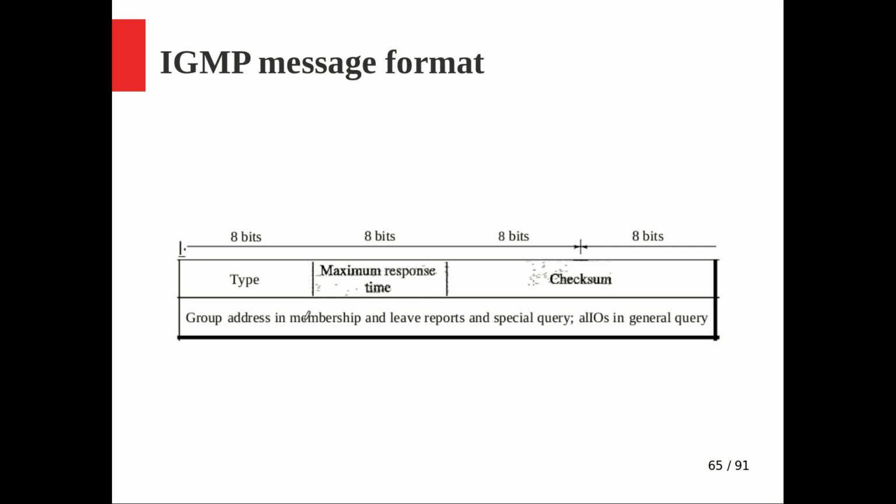If you look at the header format, there is the type information, an 8-bit field, a maximum response time, another 8-bit field, and a checksum field, a 16-bit field. And of course, a group address in the membership and leave reports and the special query, and this will be all zeros in a general query. In our textbook, some printing mistakes were there regarding this, the all zeros in a general query. So we will see that.